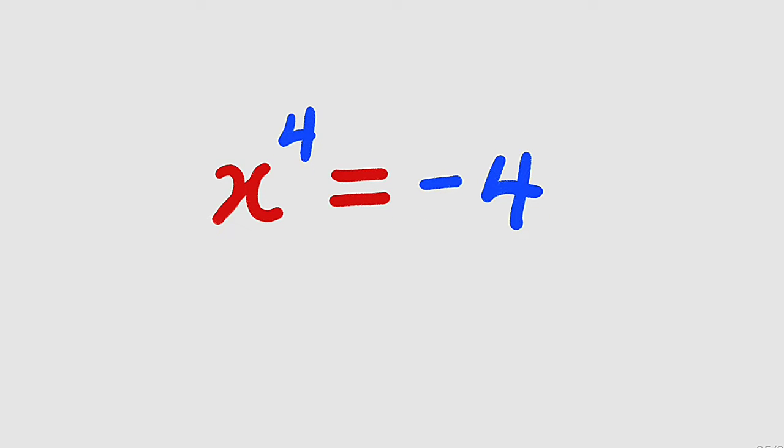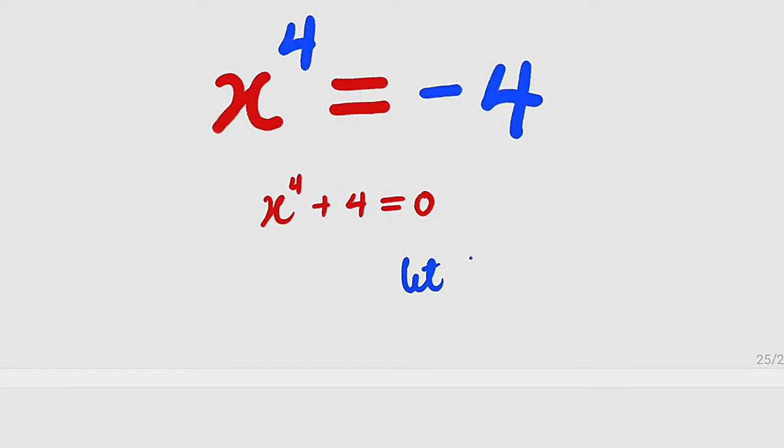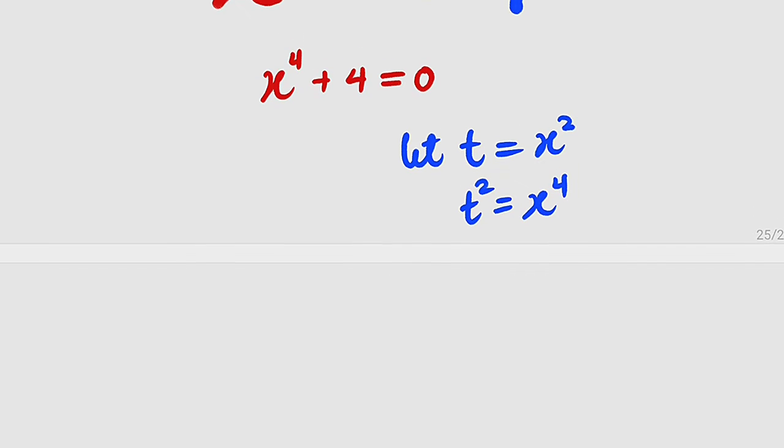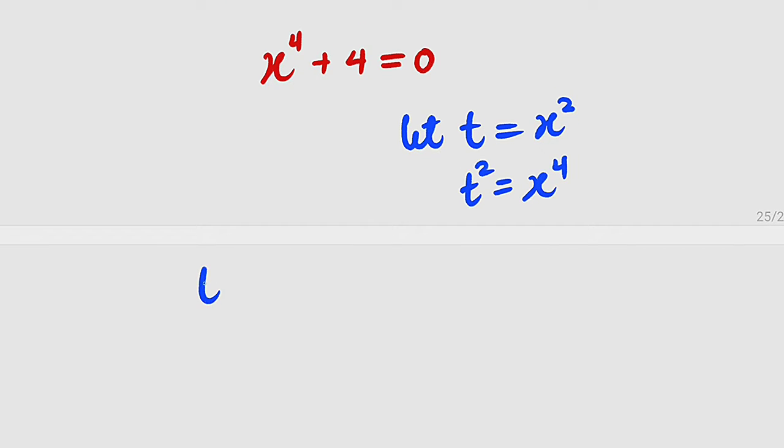I would like to bring negative 4 to the left. So we have x to the power of 4 plus 4 if it crosses over, and this is equal to 0. Again, I would like to let t be equal to x squared, which means that t squared is equal to what? x to the power of 4. So instead of this x to the power of 4, we are going to replace it with t squared. So we have t squared plus 4 equal to 0.